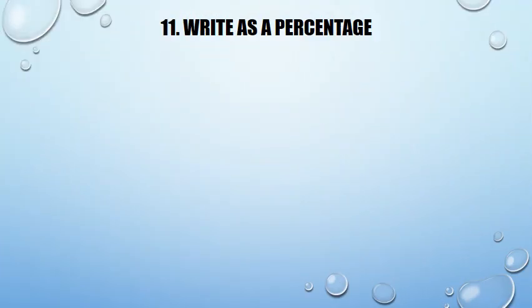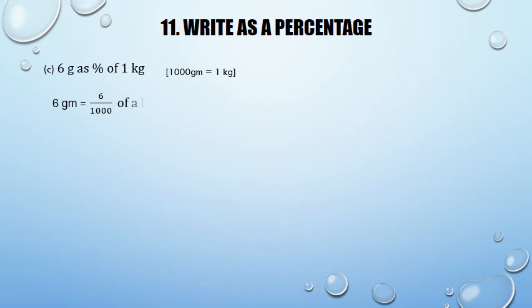Now let's come to question number 11. Write as a percentage. Children, let us do the C part of this question. 6 gram as a percentage of 1 kg. Children, we have to find out that 6 gram is equal to how much percentage of 1 kg. We know that 1000 gram is equal to 1 kg.